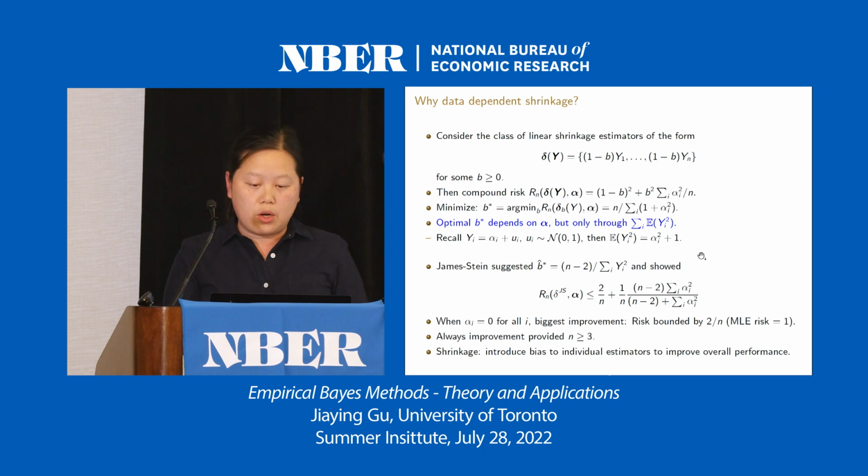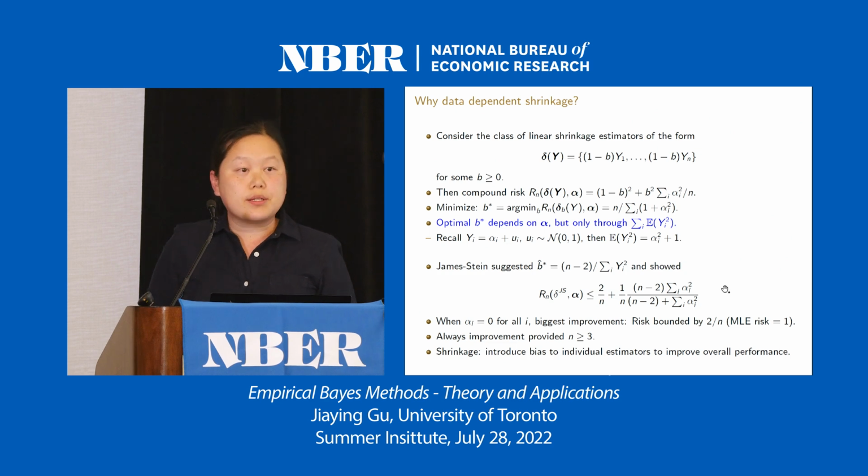Indeed, they then show that with this data-dependent shrinkage, which now depends on all the y's, the risk of the James-Stein estimator can be upper bounded by the right-hand side quantity. When all the alpha i's are 0, that's where we see the biggest improvement in risk in comparison to the MLE: we have a risk bound of 2 over n instead of 1 for the maximum likelihood estimator. Now, it's also easy to see that as long as n is greater than or equal to 3, we always have an improvement. The idea of the James-Stein estimator is essentially to use shrinkage to introduce some bias to each individual estimator, but to improve the overall performance in terms of the compound risk.